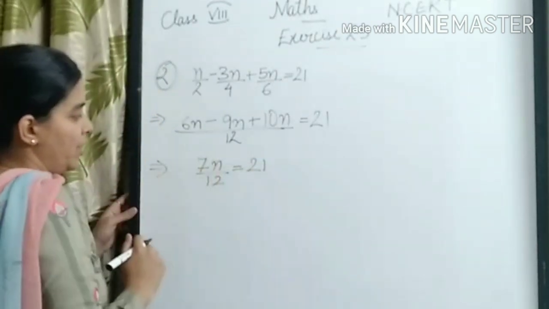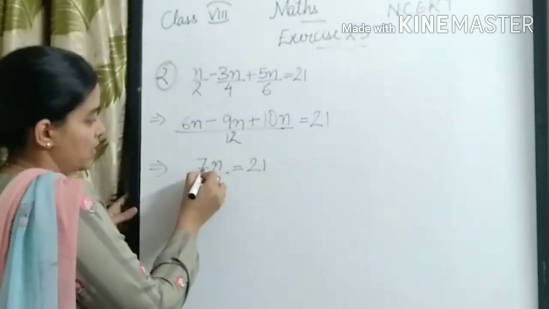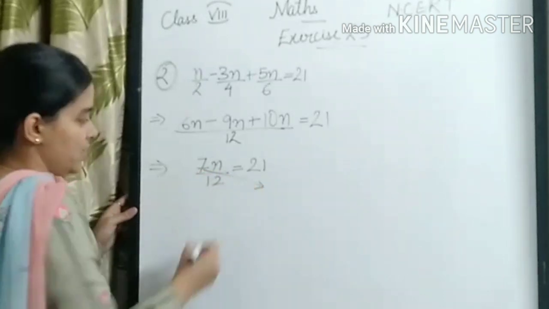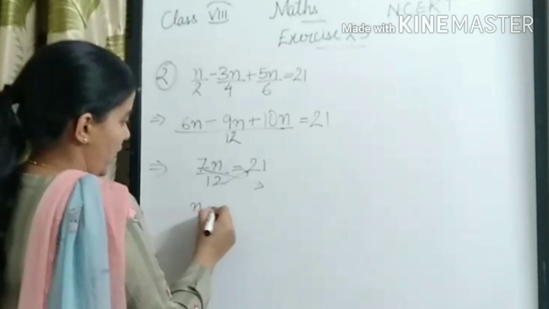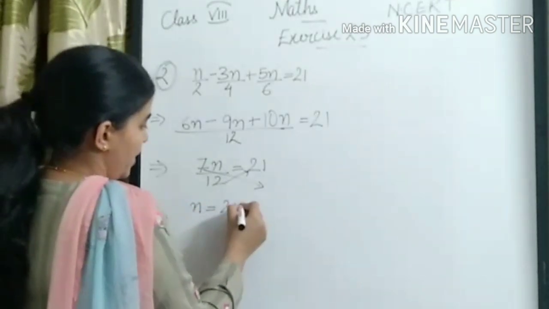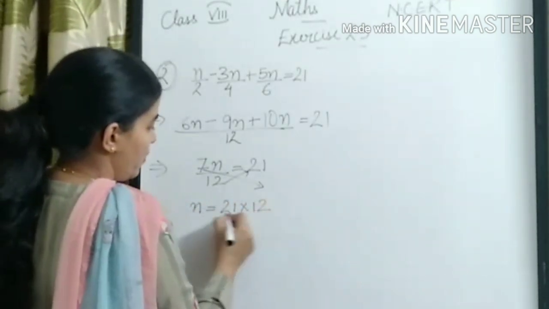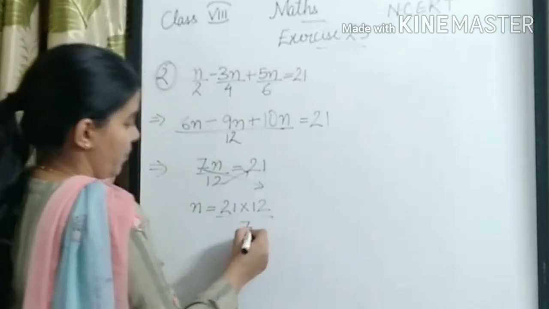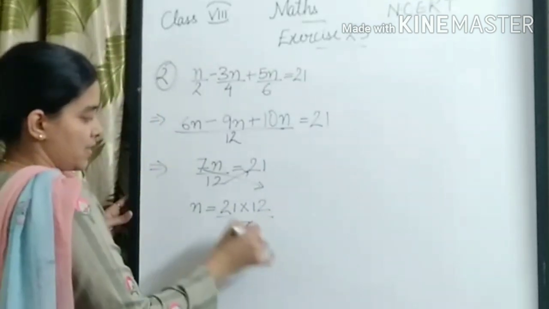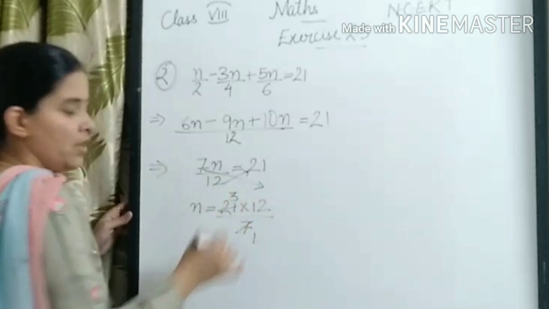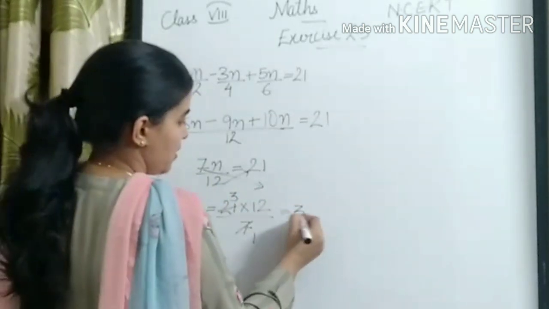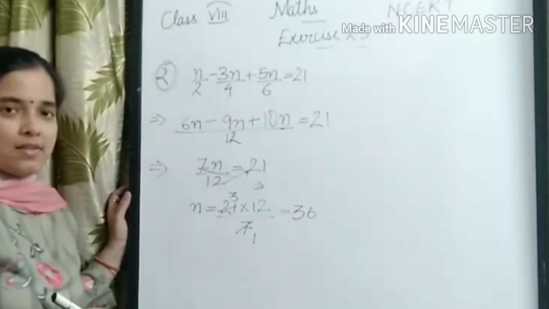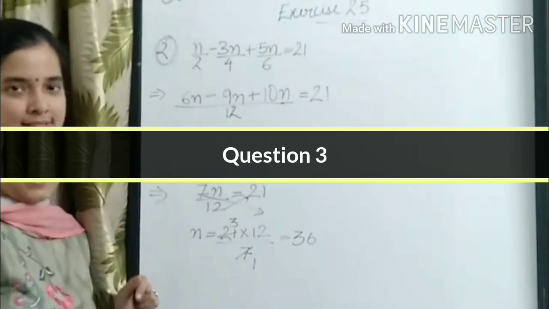Now to find out the value of n, what will we do? This 7 will go there in division and this 12 will go there in multiplication. So n is equal to 21 multiply 12 divided by 7. If you cancel out, 7 1s are 7 and 7 3s are 21. So it will be 12 multiply 3, which is 36. So the answer of this question is 36.